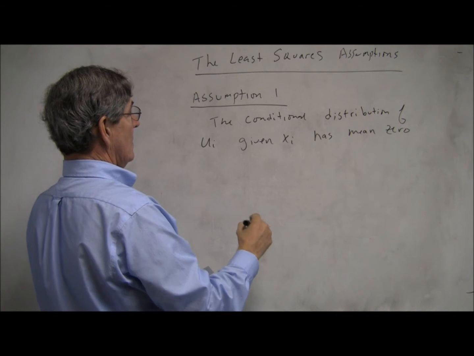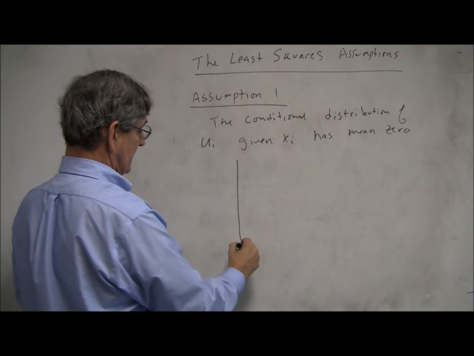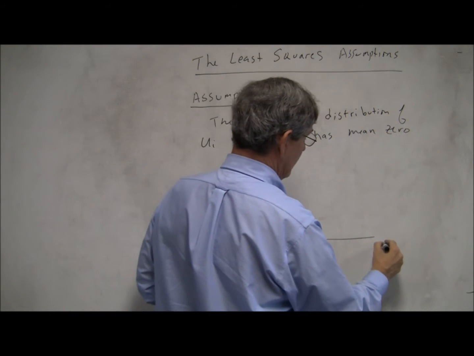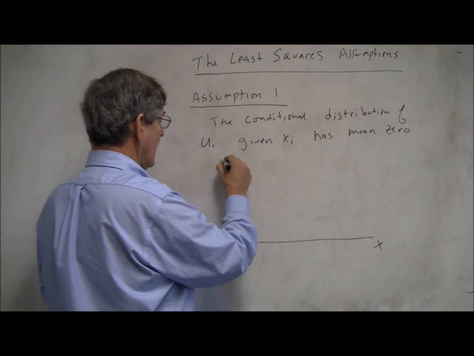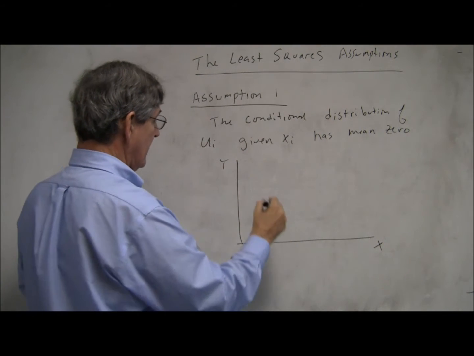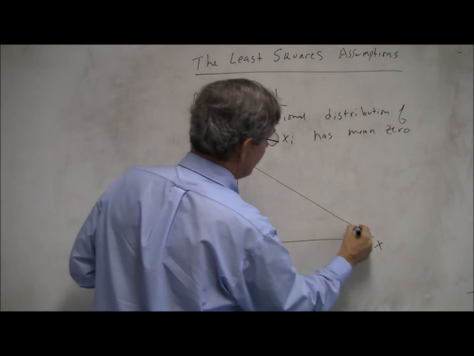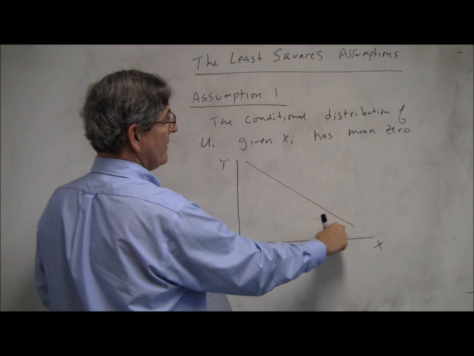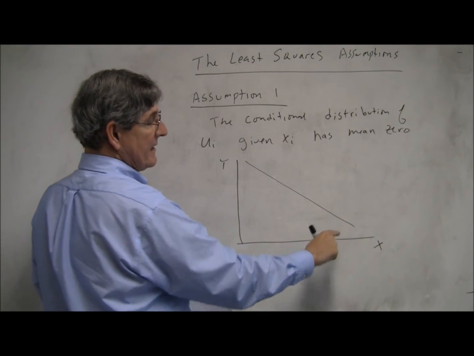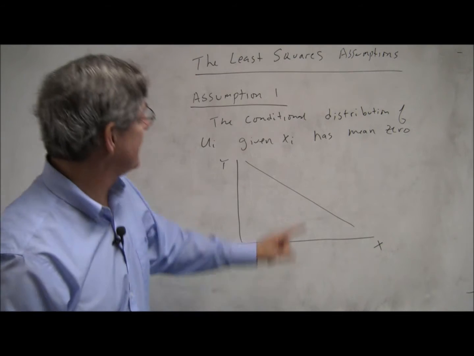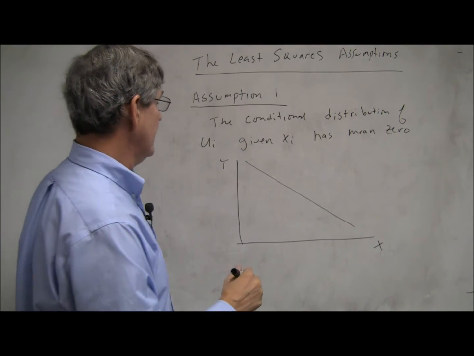And so, I'm not as good at drawing at the bottom part of the board here, but let's try x, y. Let me just draw a regression line that we might have estimated. This is the true population line. This is not the estimated line. We're talking about the true errors here, not the estimated errors.